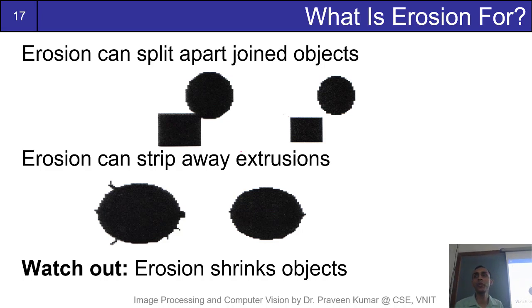So this post-processing will help you in splitting away objects which get accidentally merged, either due to some operation, some noise or whatever, or sometimes for smoothing the shapes or the boundaries. For example, in this image, if you run an erosion operation, you will get a nice circle here. These protrusions and extrusions can be easily removed by choosing an appropriate structuring element and doing an erosion operation.